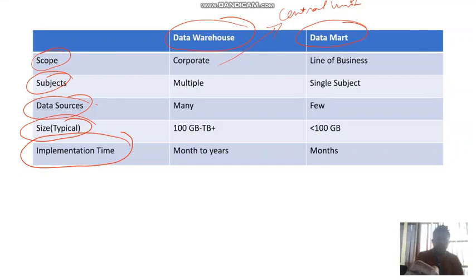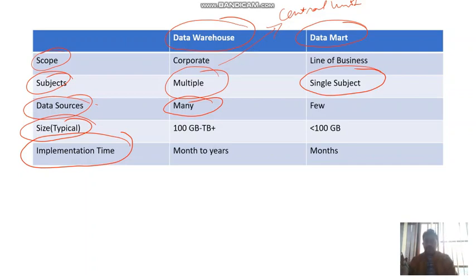Subject: a data warehouse covers multiple subjects, whereas a data mart covers a single subject. In a data warehouse, we can have multiple data sources, meaning data can be in a text file, an RDBMS, a CSV file, a PDF file, an image, or a video. But in a data mart, the data sources are few, so it is easier to maintain.